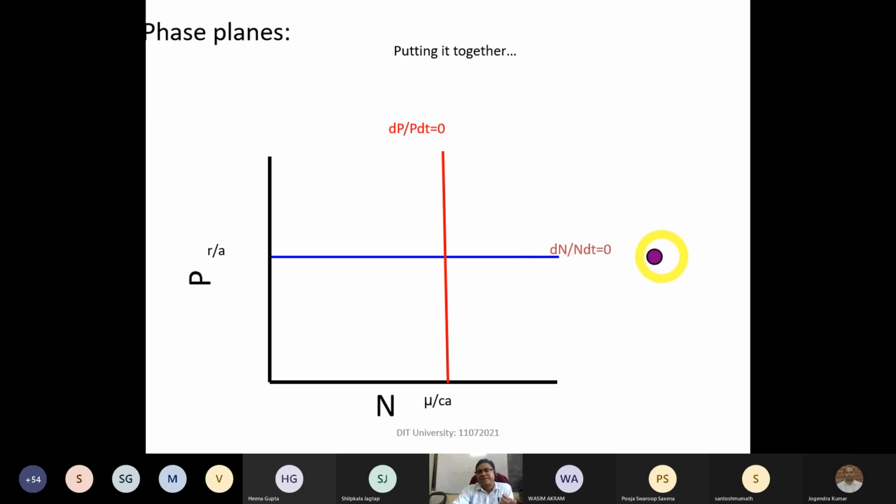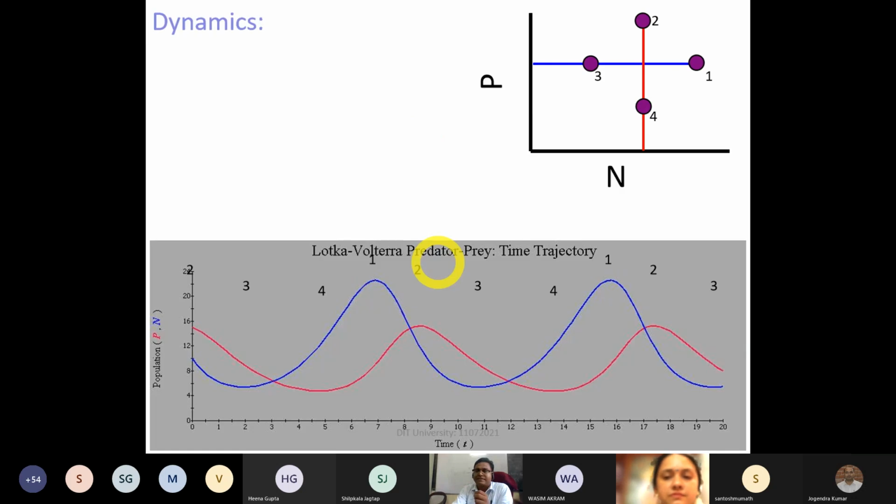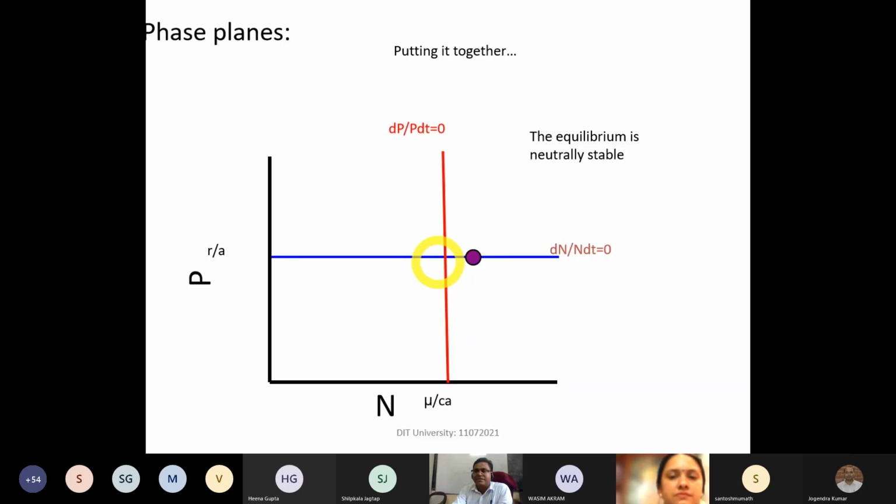What happens if I increase the prey too much? Nothing, it will do the same thing again and come back to the point, right? And what happens if I have a very low starting point? Then it will come out to be this, right? And this point, the intersection between the red line and the blue line, is called the equilibrium point, where neither prey nor predator grow or decay. And this is what neutral stability is.